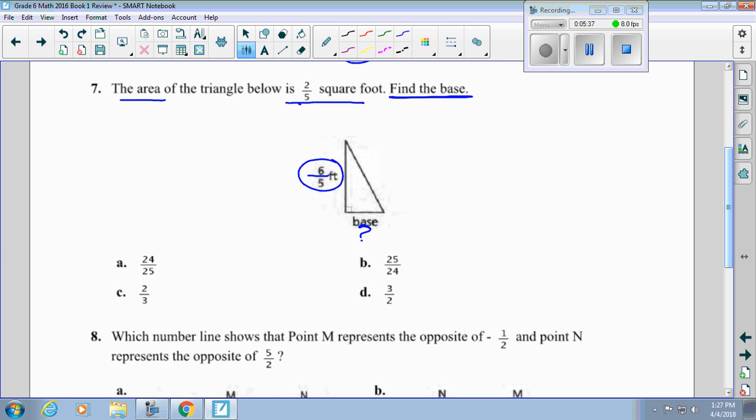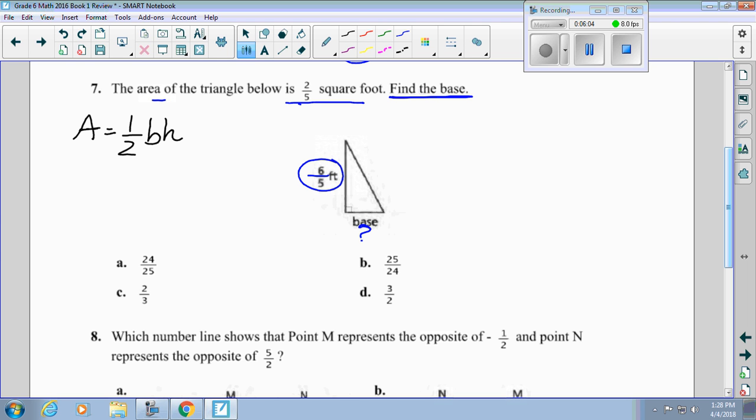So, I know I'm dealing with a triangle. I know I'm dealing with area. So I'm going to write down what I know. Area of a triangle is base times height divided by 2. Well, that's all fine and good, but we're dealing with fractions here. So there's another formula that may be more useful to you in this case, and that is 1/2 base times height. Because remember, dividing by 2 is the same as multiplying by 1/2.